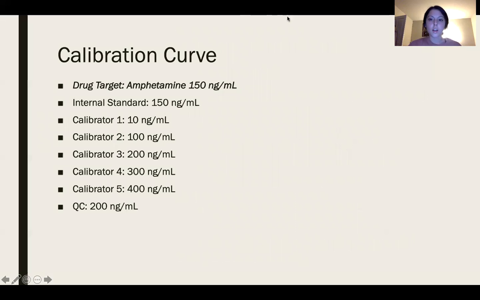So these are my parameters for the calibration curve. So like I said, amphetamine at 150 nanograms per milliliter. And then I'm going to add an internal standard, deuterated amphetamine, at 150 nanograms per milliliter. And then calibrators 1 through 5, all in units of nanograms per milliliter once again: 10, 100, 200, 300, and 400. And then a QC at 200 nanograms per milliliter.